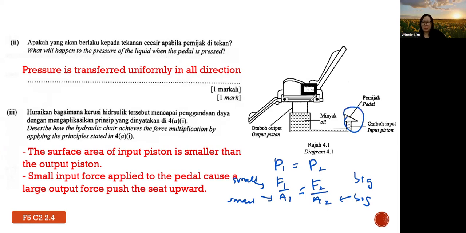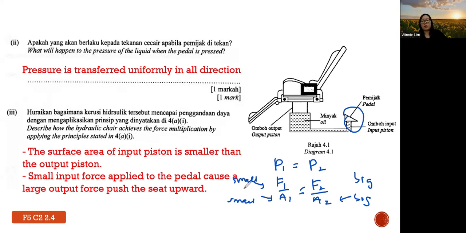And then the bigger object, or even the hydraulic jack used for a car, will be on the output piston, which has a bigger surface area. Then we will multiply the force. So the way we transform it into sentences: the surface area of the input piston is smaller compared to the output piston. And then a small input force applied on the pedal causes a large output force.